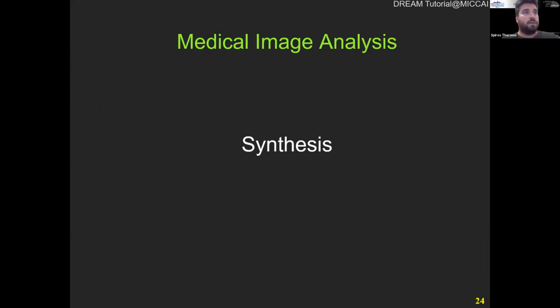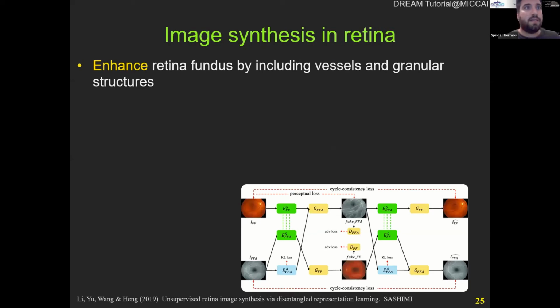So, okay, we're going to very quickly see three applications. The first is image synthesis in the retina. For example, we have fluorescein fundus angiography, which is an effective and necessary imaging technology for many retinal diseases. However, there are certain drawbacks: it's an invasive operation, the dye that they're using is harmful, and there are also some side effects. So here we want to enhance the retina fundus by including vessels and granular structures through synthesis.